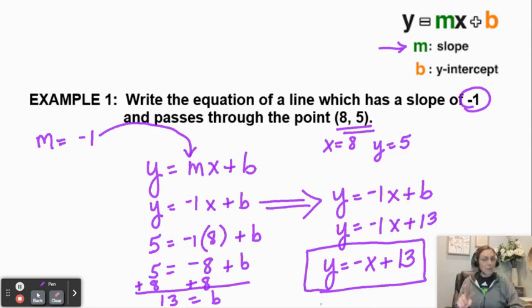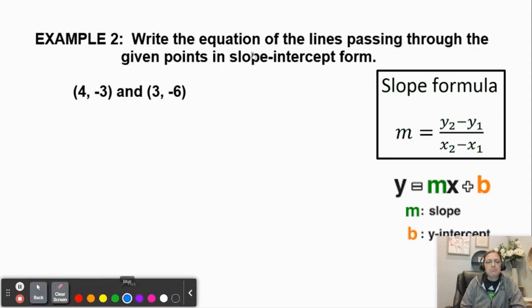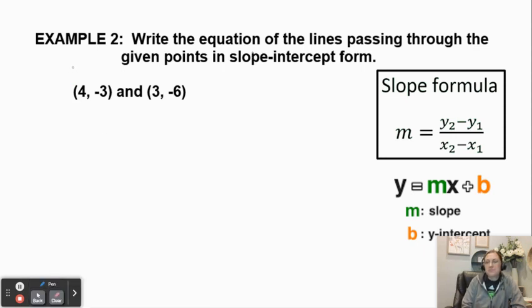All right, let's do one more example here. Another very common problem that we see when writing the equations of lines is that we might be given, instead of a slope and a point like we were in the last one, two points. Our two points here are (4, -3) and (3, -6). Now, remember, in our y equals mx plus b, we need to know the slope. So we have to go to our slope formula in order to find the slope first. So that's our first step here, is to find the slope.